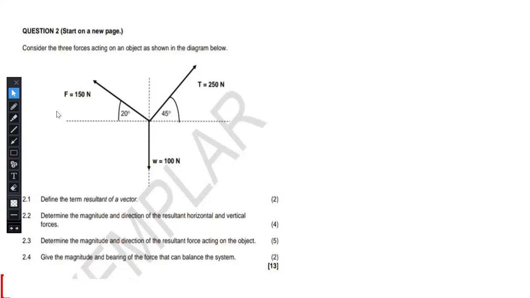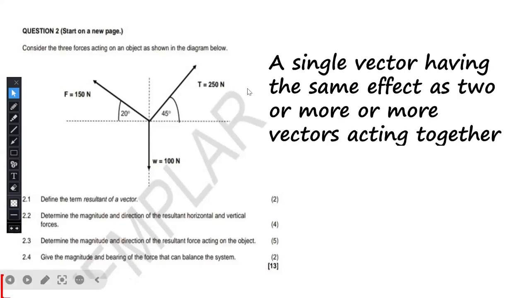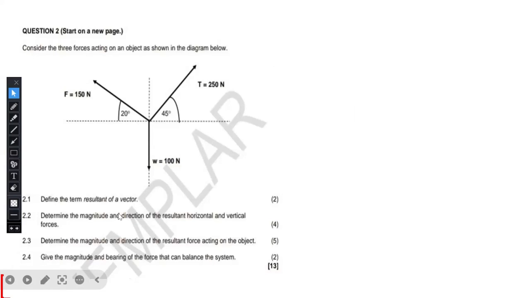2.1 is saying define the term resultant of a vector, or resultant vector. So we're just going to quickly run through that and say this is a single vector having the same effect as two or more vectors acting together, right? That's how you define it exactly as it is. Then we have 2.2. It's saying determine the magnitude and direction of the resultant horizontal and vertical forces.